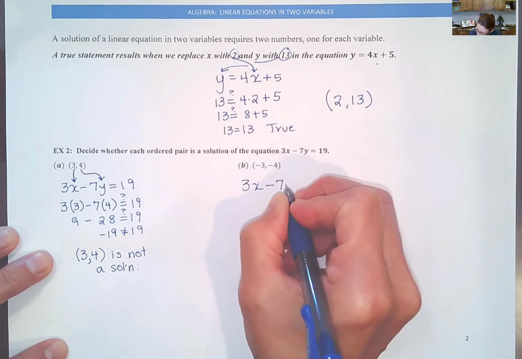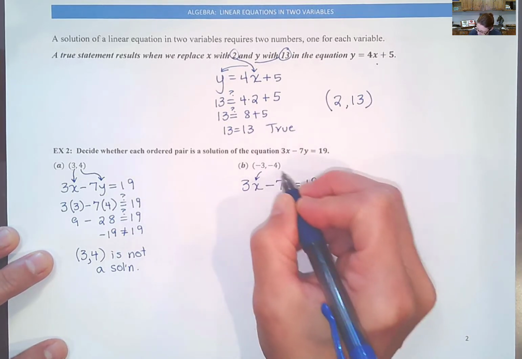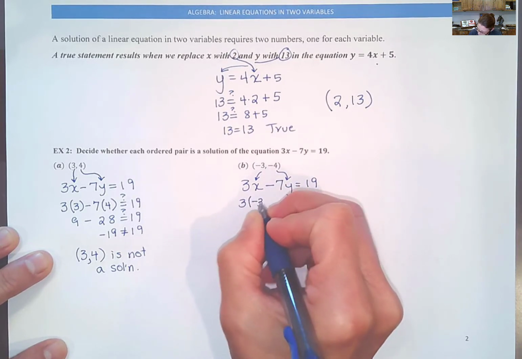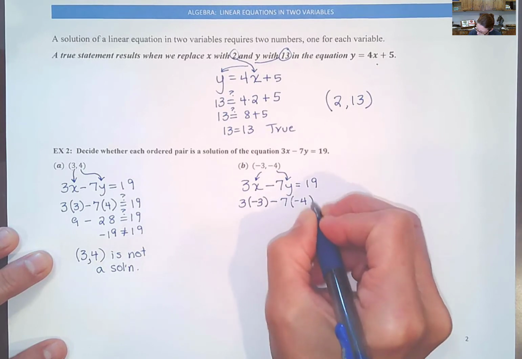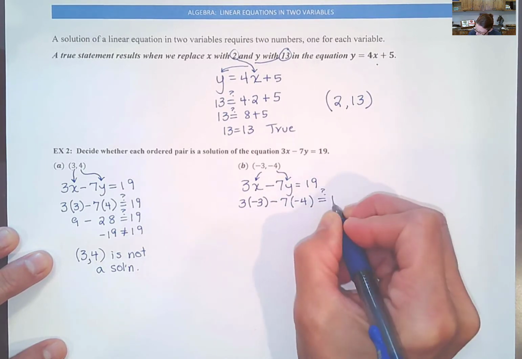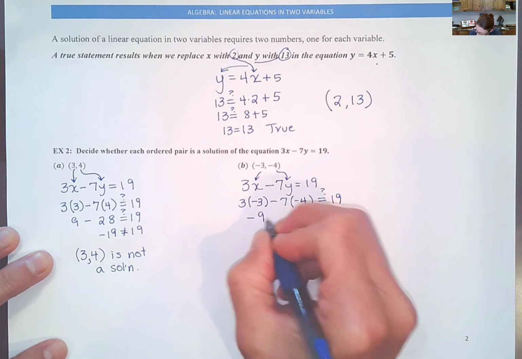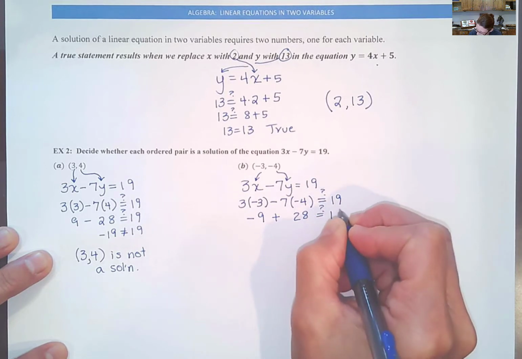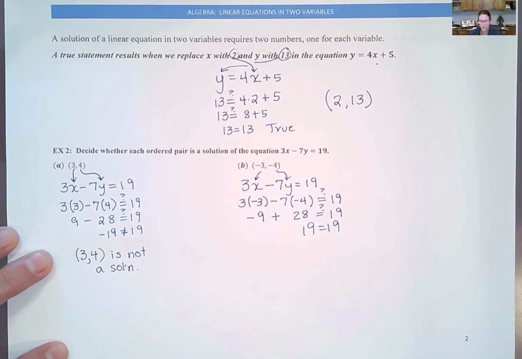So again, we're just going to substitute our x and y values in the appropriate places and see if we obtain a true statement. So negative 3 in for x, negative 4 in for y. Is that really going to give us 19? In other words, is negative 9 plus 28 equal to 19? And it is. That is a true statement.